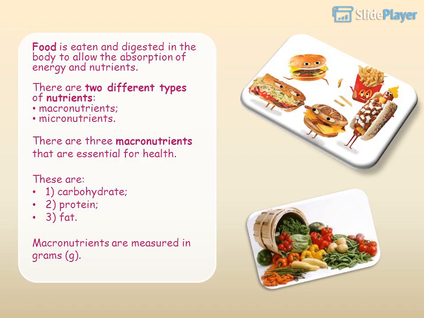Food is eaten and digested in the body to allow the absorption of energy and nutrients. There are two different types of nutrients: macronutrients and micronutrients. There are three macronutrients that are essential for health. These are 1. Carbohydrate, 2. Protein, 3. Fat. Macronutrients are measured in grams, g.